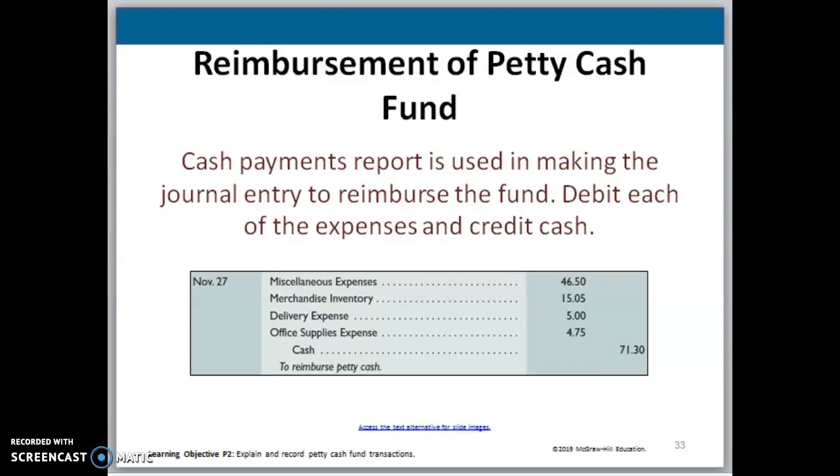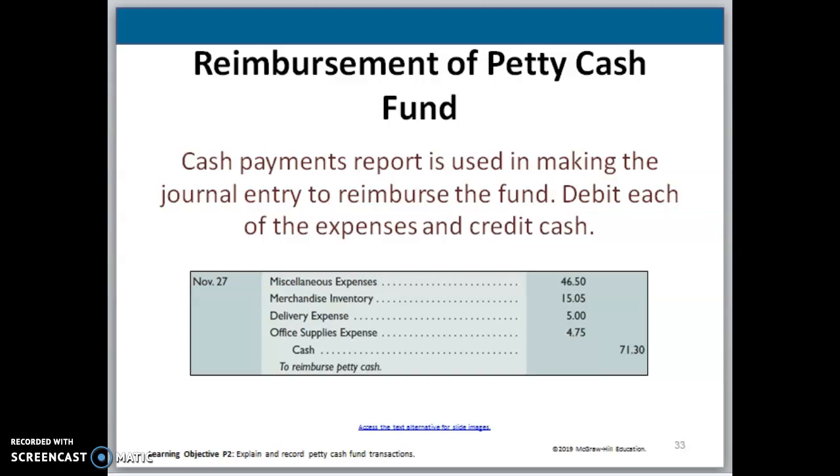And then at the end of the month, when we need to replenish the fund, because remember, we've spent that $71.30, so now all we have left on hand is $3.70. So we have to get it replenished or reimbursed to be $75 again. To do that, we do a journal entry where we debit miscellaneous expense for the $46.50 from the tile cleaning, merchandise inventory for the freight that we had to pay for the $15.05, delivery expense for the package we sent to our customer of $5, and $4.75 office supplies expense for the paper. We're getting a check cut from the cash account for $71.30.